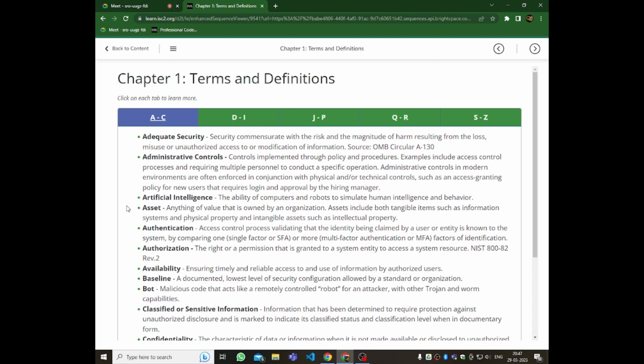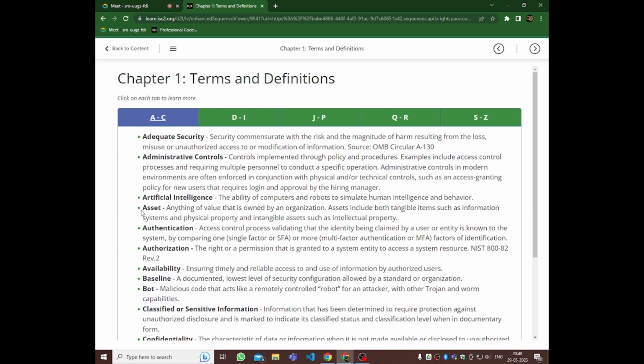The third one is artificial intelligence: the ability of computers and robots to simulate human intelligence and behavior. And the fourth one is asset: anything of value that is owned by the organization. Assets include both tangible items such as information systems and physical property, and intangible assets such as intellectual property.